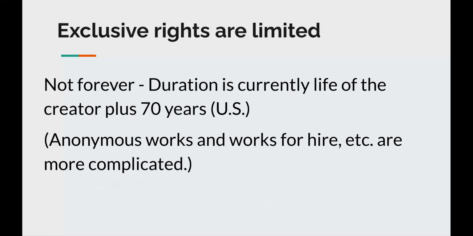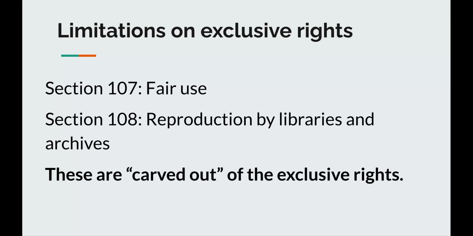Copyright does not last forever. Congress decided to make copyright temporary so that eventually other people could use works as the basis to create new works. Currently, in the US, the duration of copyright is for the life of the creator plus 70 years, although anonymous works and works for hire are more complicated.